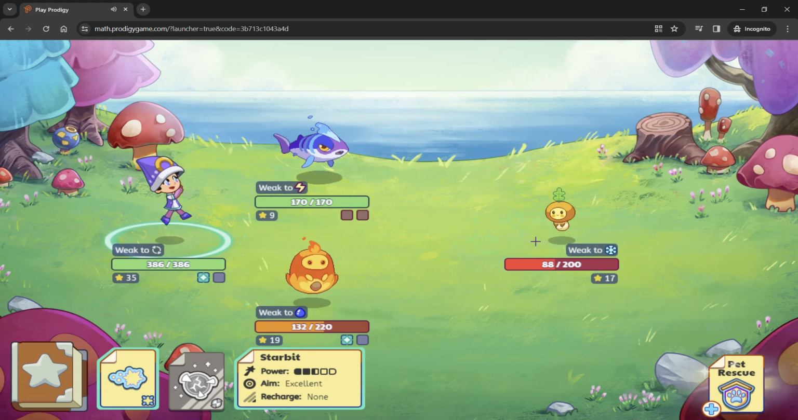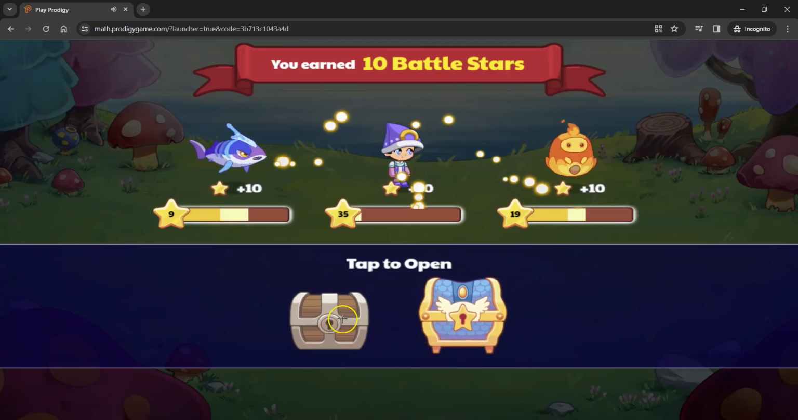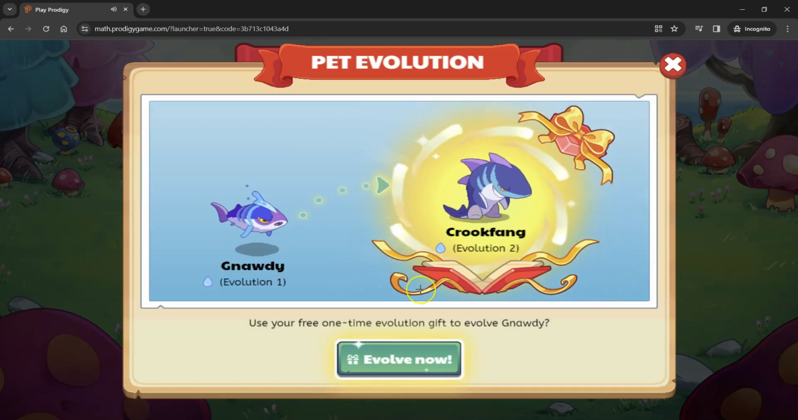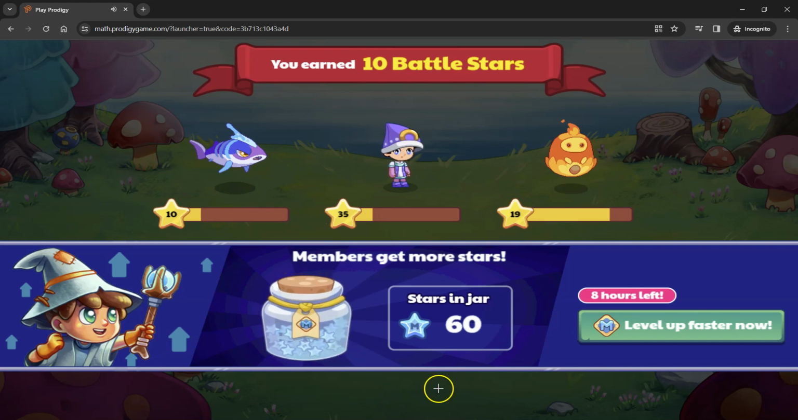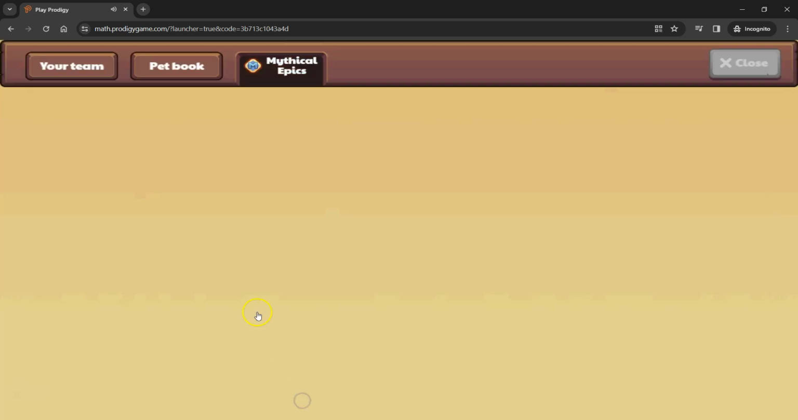Star bit. Let's see if that's enough. Yes! Okay, we have got to... Not that I don't want us to evolve, but we gotta change our pets.